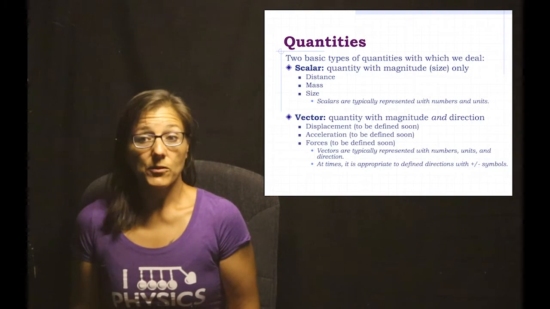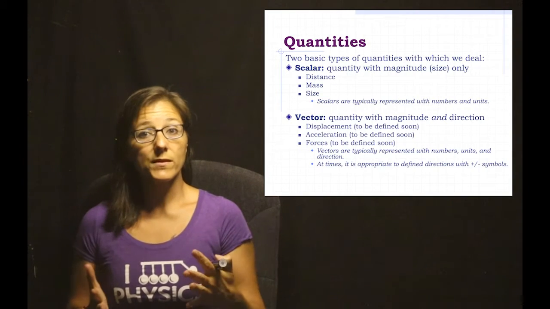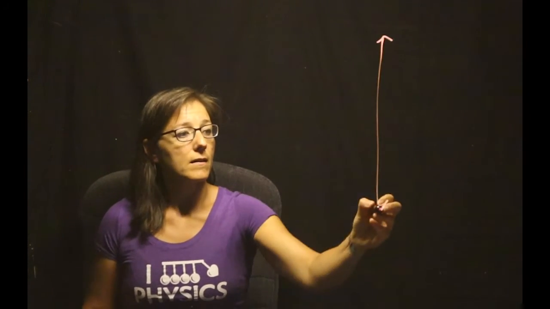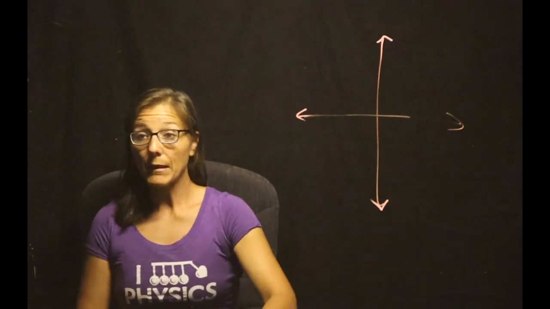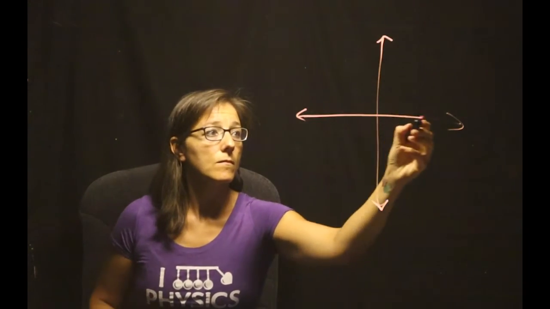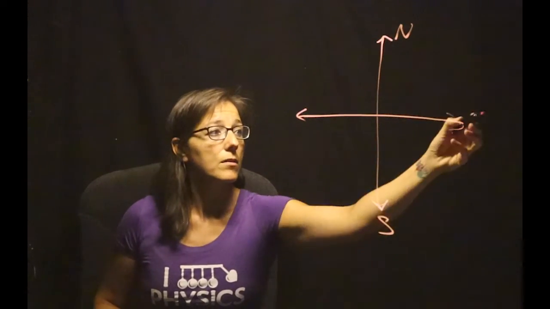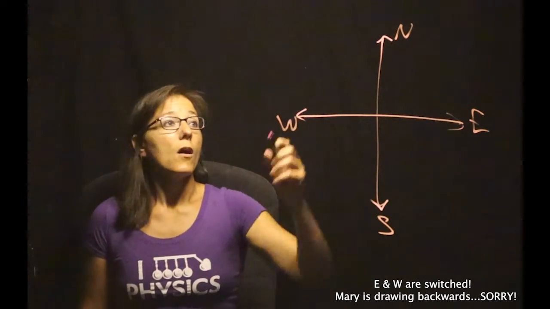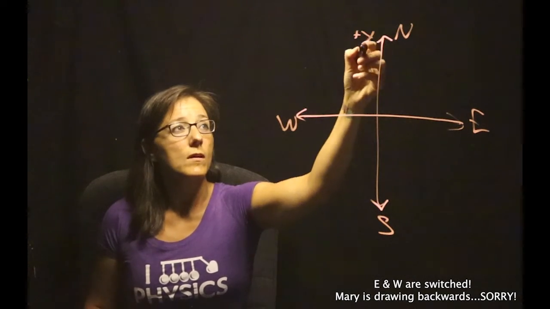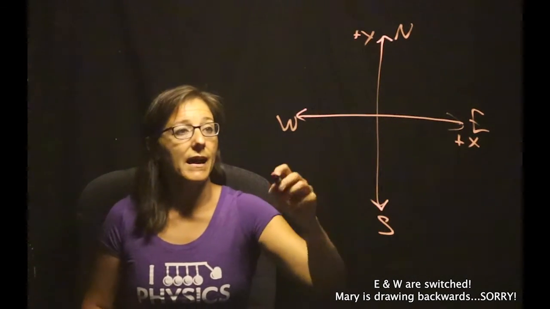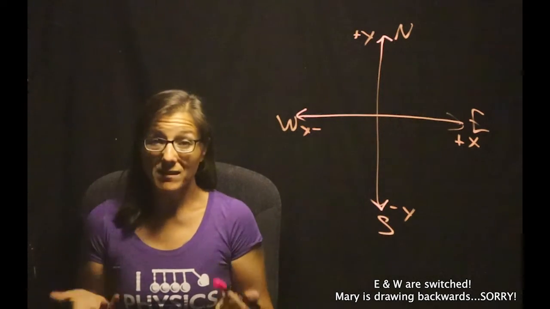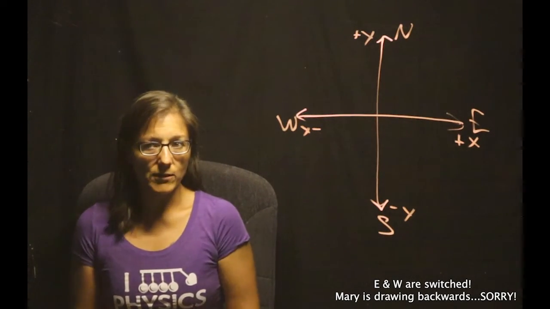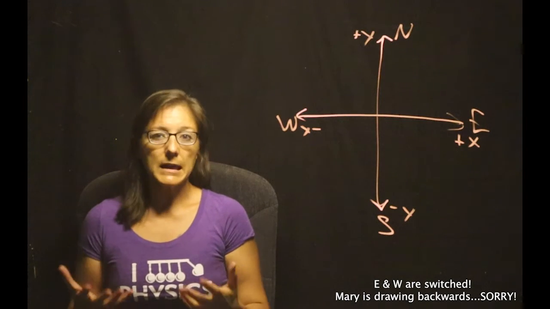Sometimes when we do math with vectors, we like to talk about those directions not in terms of north, south, east, and west, but in terms of plus and minus. Because if we look at the cardinal directions, north, south, east, and west, they conveniently fit onto a positive y-axis, a positive x-axis, a negative x-axis, and a negative y-axis. So sometimes we use plus and minus to talk about the direction of vectors. It's just whatever's convenient for us in that moment.